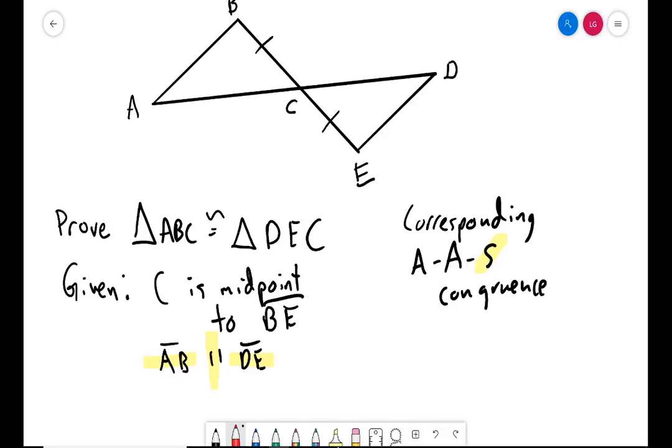Let's start now with AB parallel to DE, and we'll look at the transversal BE. Okay, so what does it cause? Well, it causes these alternate interior angles, right? So that's very useful. They correspond to each other. Those are two angles that are congruent to each other.